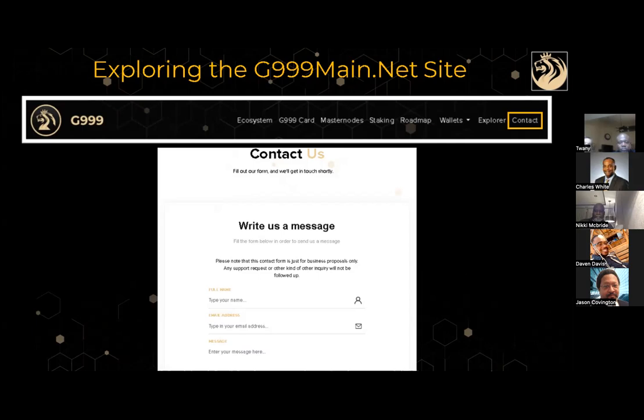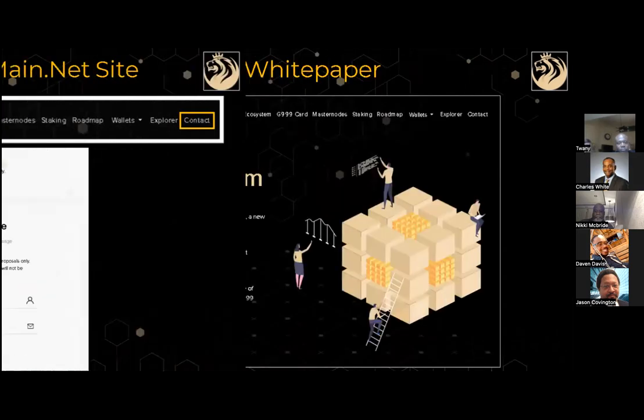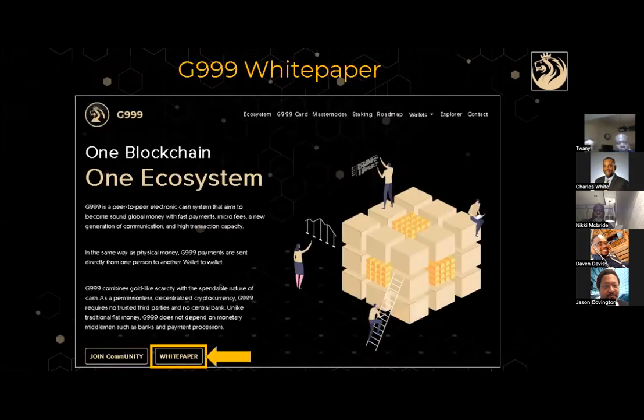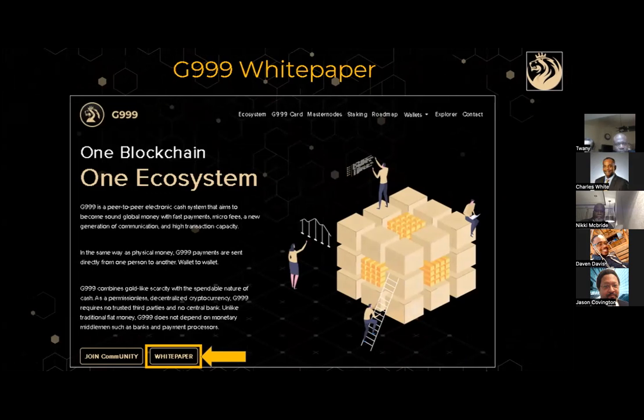All right. So that is the top part of the G999main.net site. It is a fantastic source of information, but not nearly as good as the next part. Because at the bottom, there's the white paper. The white paper is the most up-to-date information that you can get that the company has endorsed.